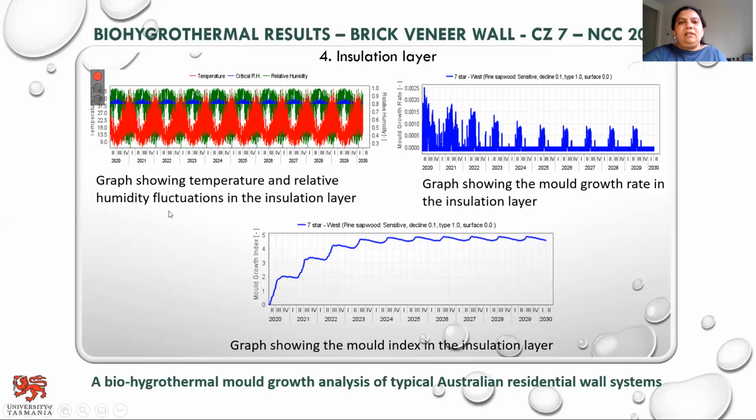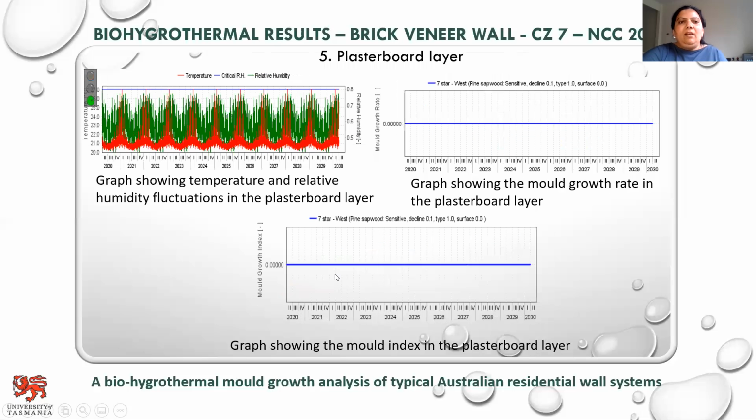This slide shows the results for the insulation layer. Even for this layer, the results are shown in red for climate zone 7. As per the NCC 2019, there's continual mold growth in this layer, and the mold index of this layer is 5. This slide shows the plasterboard layer results.